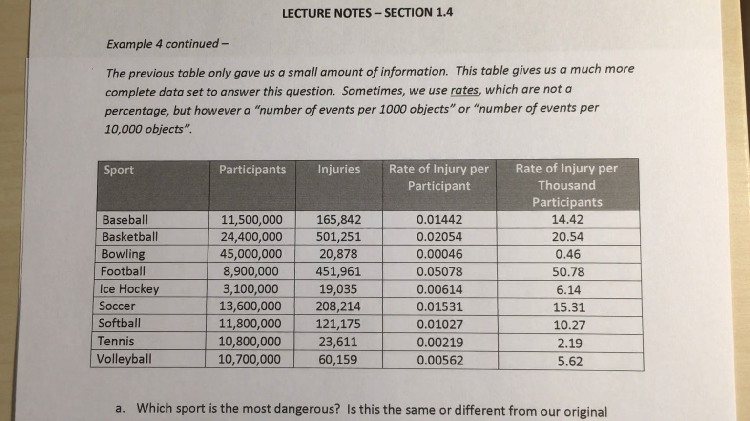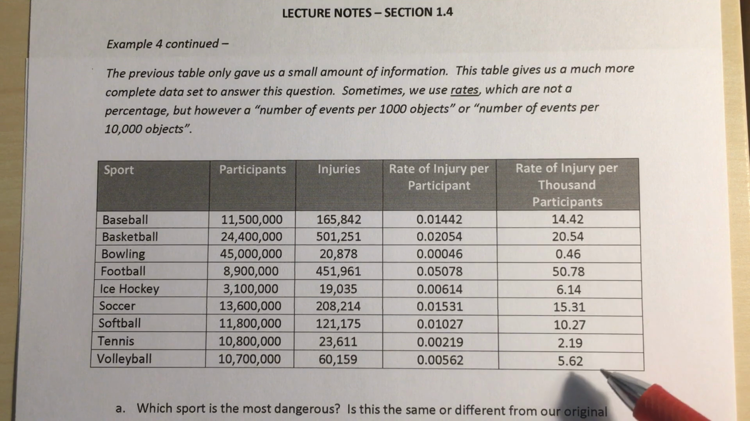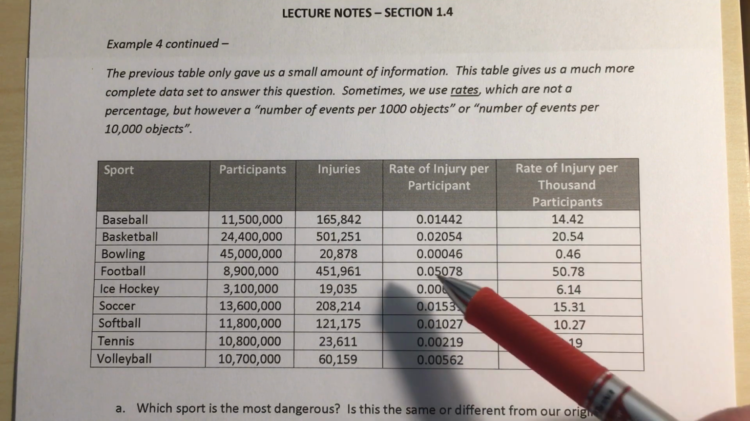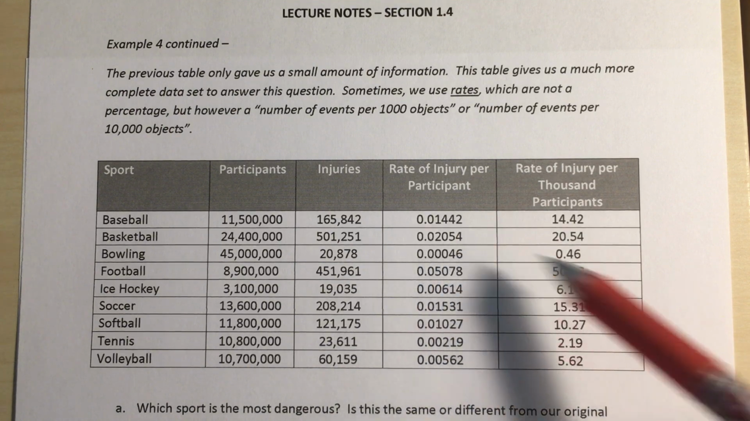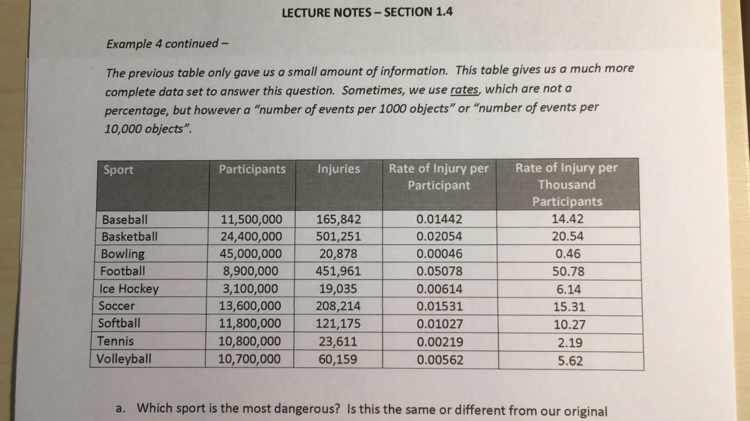Which sport is the least dangerous? Again, we can use these columns, which are in here because they're a little bit easier to read without all those extra zeros and decimal points. Our lowest one is 0.00046, or 0.46 as our rate per 1,000. So we're going to say bowling, because it has the lowest rate.